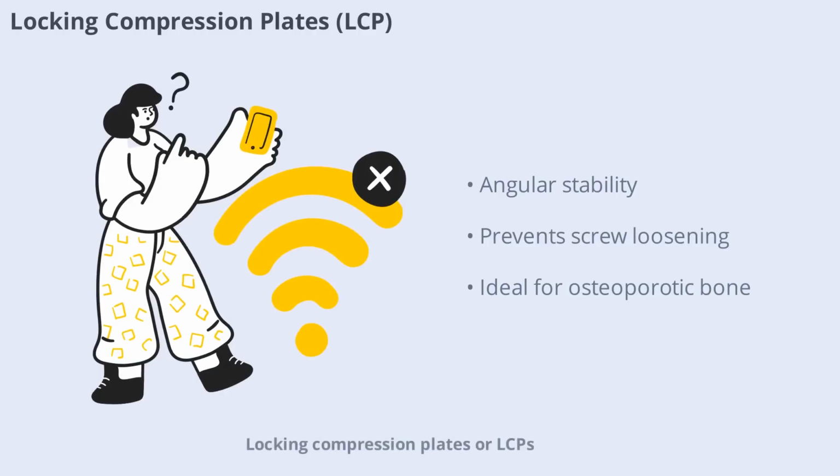Locking compression plates, or LCPs, are a breakthrough in bone fixation technology. These plates allow screws to lock into the plate, providing angular stability. This feature is particularly beneficial in osteoporotic bone, where traditional screws might loosen. LCPs are commonly used in diaphyseal fractures of long bones, offering both stability and compression. Their design helps prevent screw loosening and supports bone healing even in challenging cases.